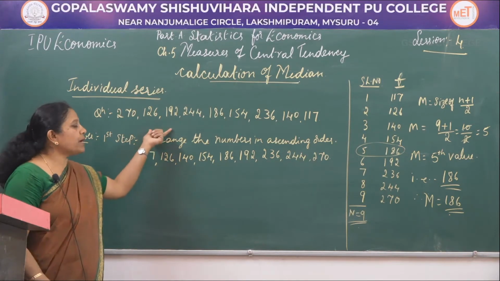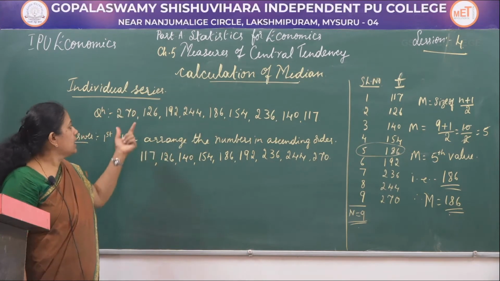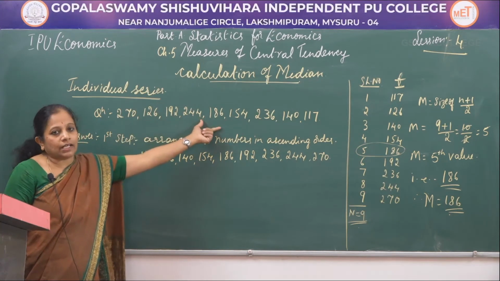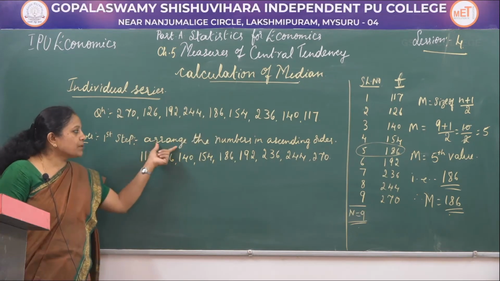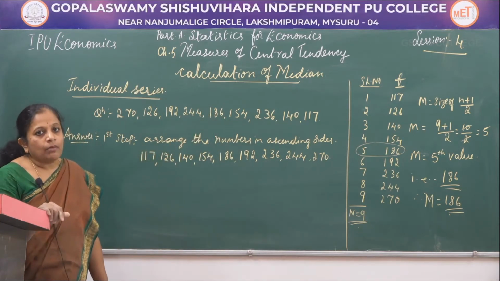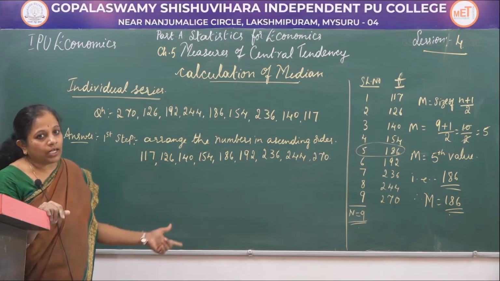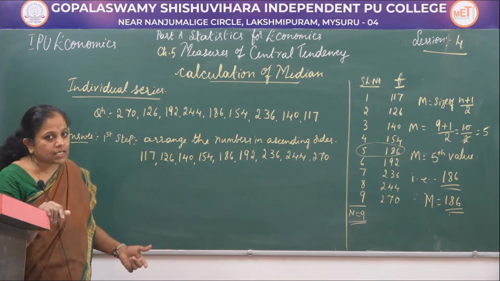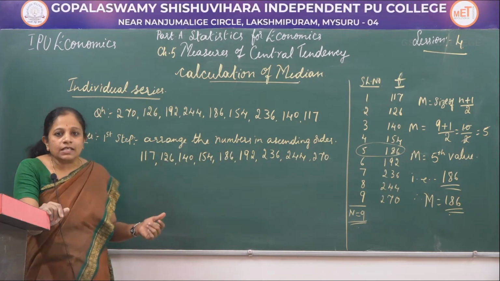So now let's come back to the calculation of median for the individual series. They have given the numbers like this. Let us see the answer for this. The very first step is to arrange these numbers in ascending order, because median is a positional value and we are now locating the middle value of the series. Therefore, we have to arrange these numbers in the ascending order.